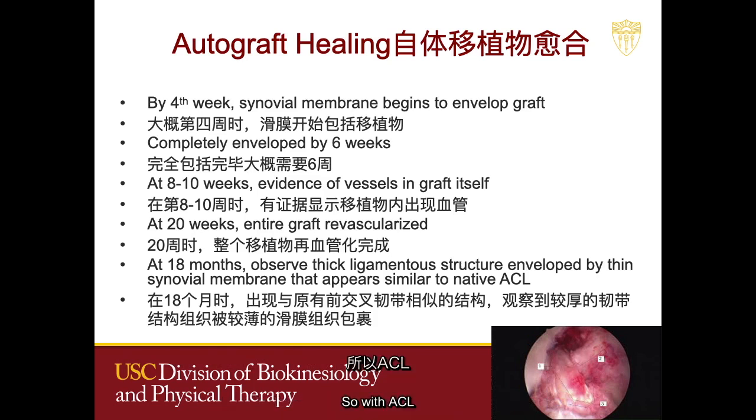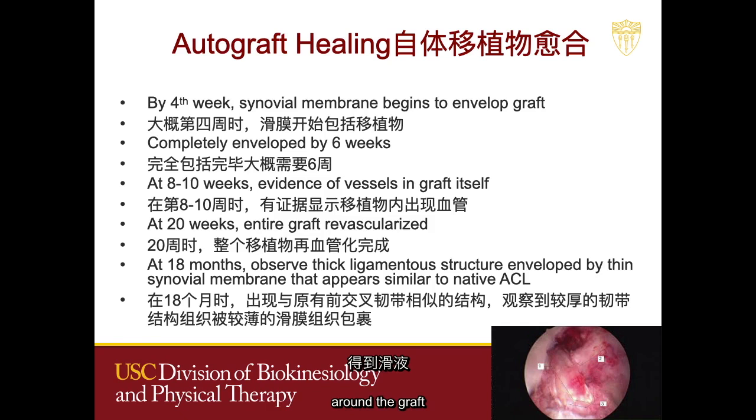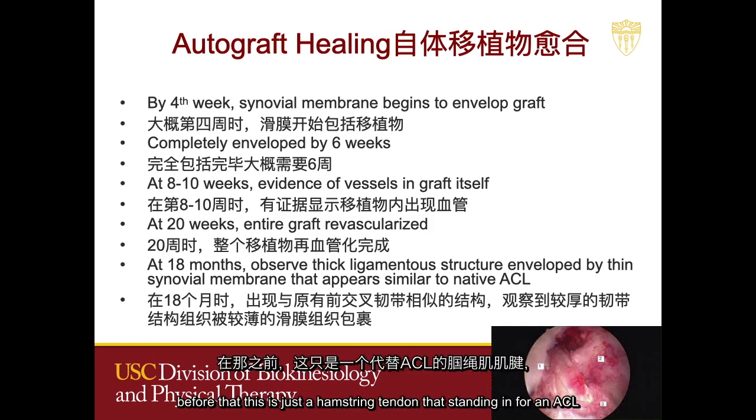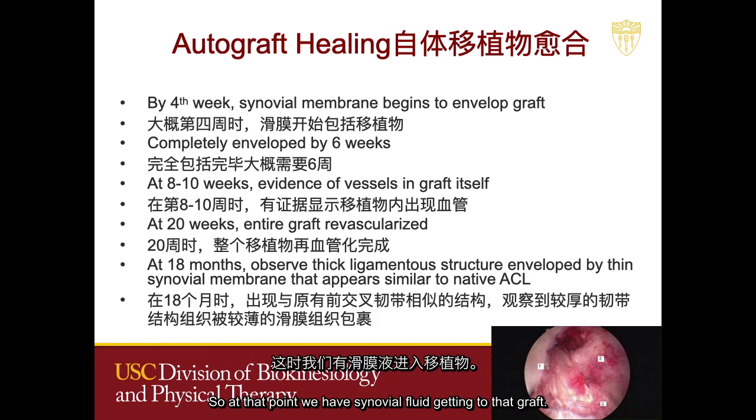So with ACL, by the 4th week, we have that synovial membrane that begins to envelop the graft. So it's not until 4 weeks that we start to get synovial fluid around the graft. Before that, this is just a hamstring tendon that's standing in for an ACL, okay? That synovial membrane has completely enveloped the graft by 6 weeks. So at that point, we have synovial fluid getting to that graft.